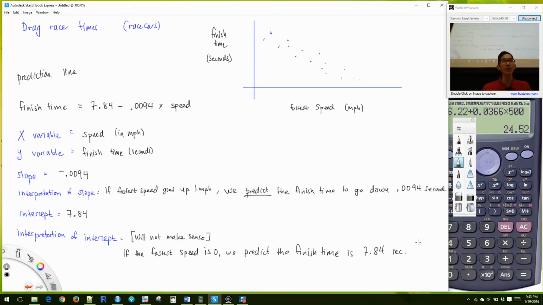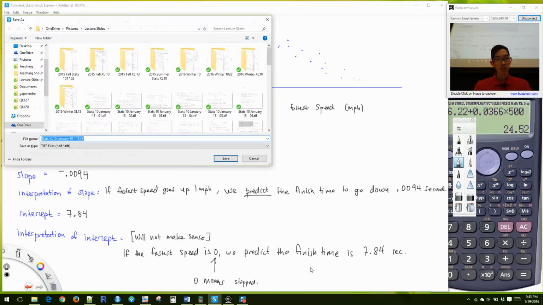If your fastest speed is 0 miles per hour, your finish time is never, right? If your fastest speed is 1 mile per hour, maybe you'll finish in an hour or whatever it is. So this does not make sense, because 0 means stopped. Make sure you understand this example.